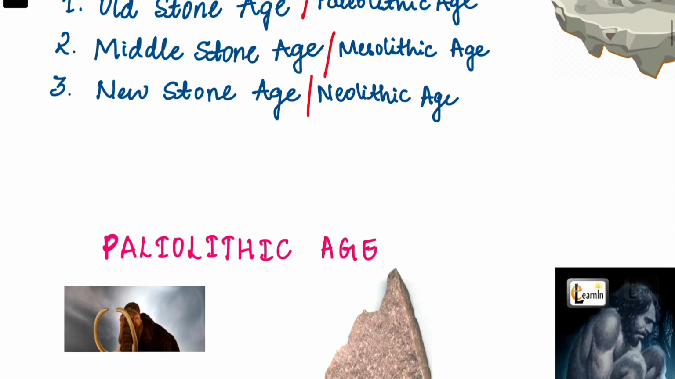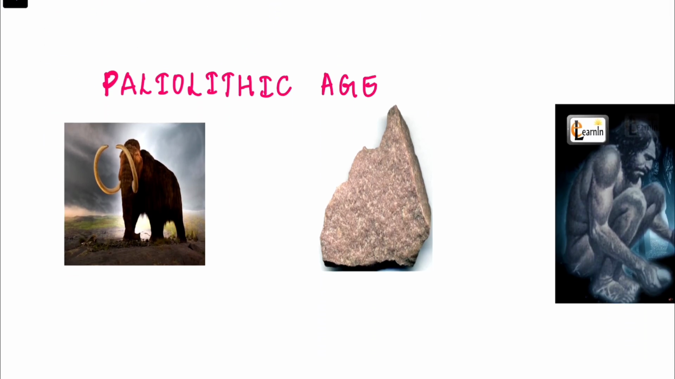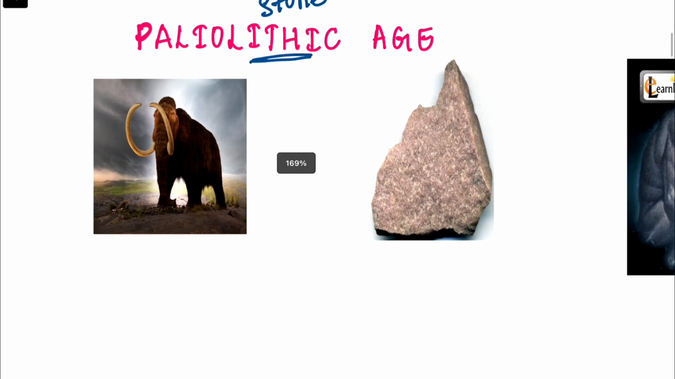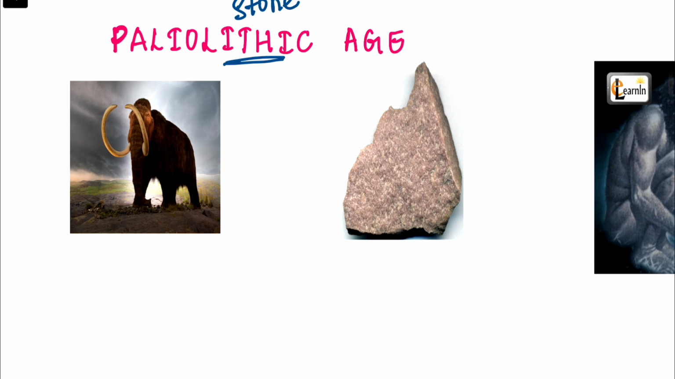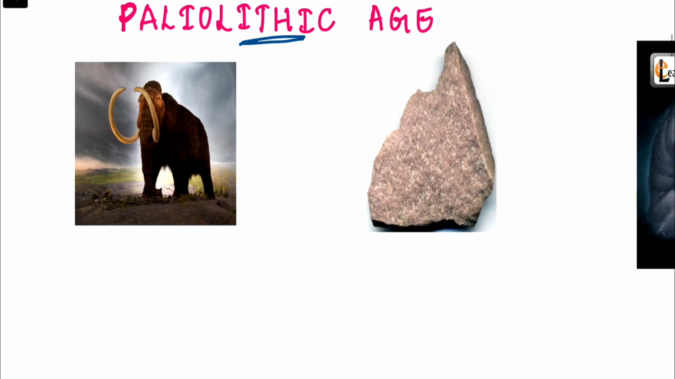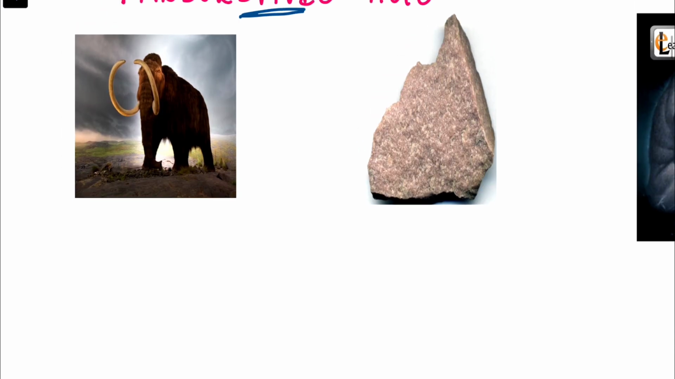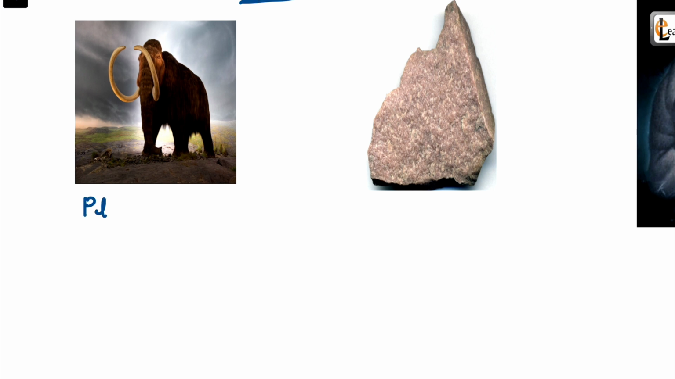Okay, let's see one by one what the Paleolithic Age is. We know that lithic means stone. So in this period, we see the first use of stone tools. It begins with the first use of stone tools. This Paleolithic Age is also called the Pleistocene, that is, the Ice Age period. The Paleolithic Age is known as the Ice Age.